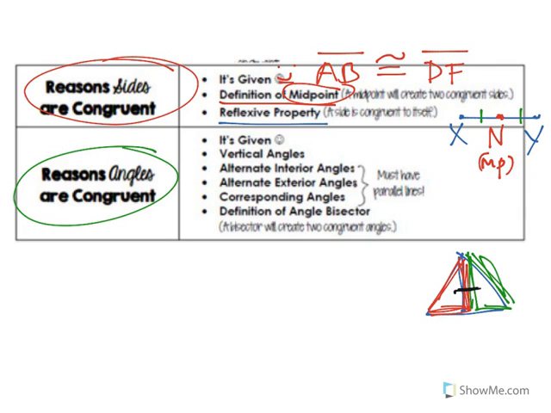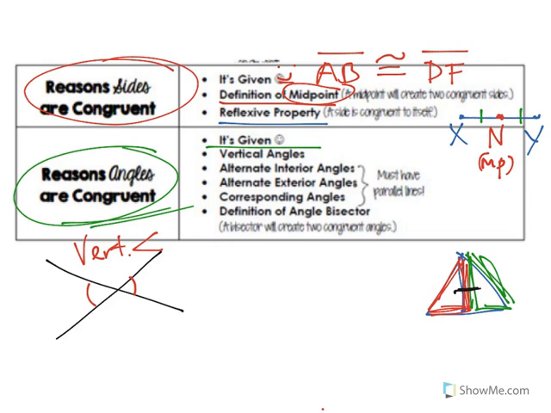So that's how we would know it's also congruent. Okay, we'll go into the other part here about angles. Again, it's given. We're told that one angle is congruent to another or equals another. Vertical angles: these angles that sit across from each other like this are called vertical angles. Then alternate interior angles, alternate exterior angles, corresponding angles. Definition of angle bisector: an angle bisector will create two congruent angles.